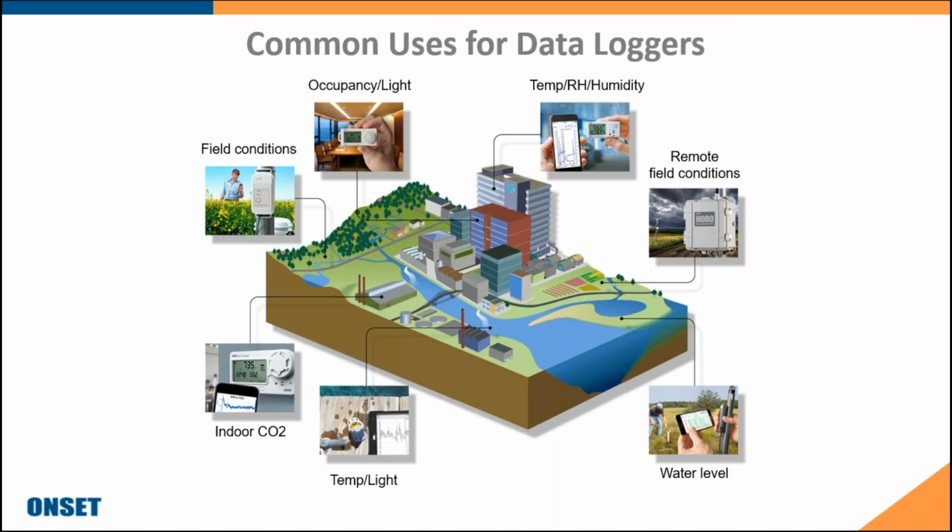available for that. We also have remote monitoring systems for monitoring field conditions, temperature, relative humidity, wind speed, solar radiation, rainfall, etc. Also, we have several different options for water level data logging, which could be beneficial for monitoring water level in retention ponds from storm runoff, things of that nature.